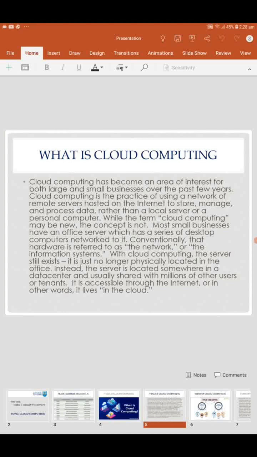Most small businesses have an office server which has a series of desktop computers networked to it. Conventionally, that hardware is referred to as the network or the information system.